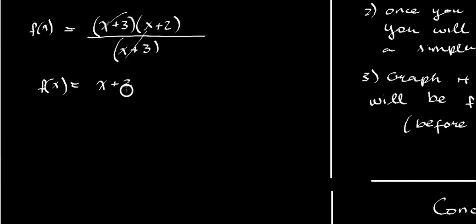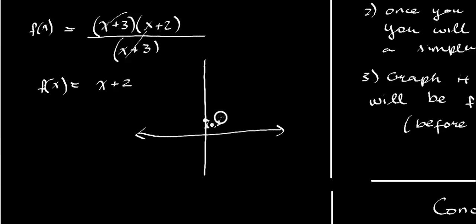We got x plus 2. Well, what is that? That's a linear graph. It's fairly easy to graph, right? You just have the y-intercept at 0, 2, then 0, 1, 2. And then all you have to do is draw it. It's not too good. It's just a line.